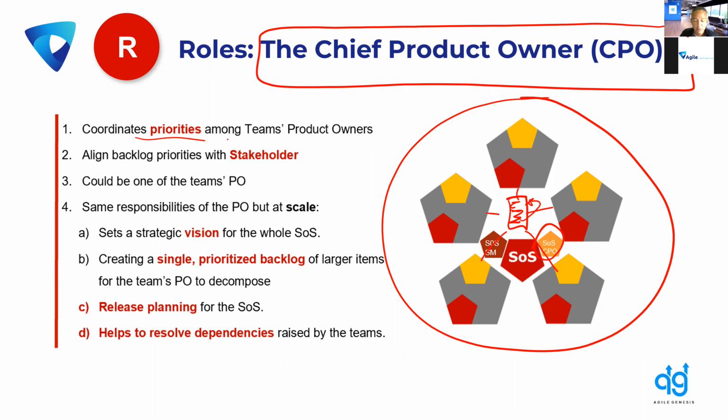The chief product owner's primary responsibility is to prioritize. Why is this important? Well, if we're in a distributed environment and we have multiple priorities, chances are we're going to work on separate things and we're not going to achieve either one of them.